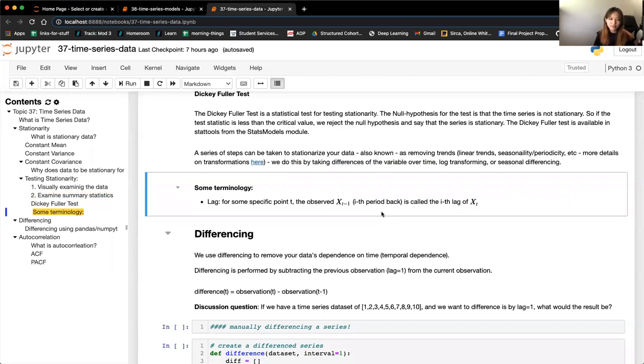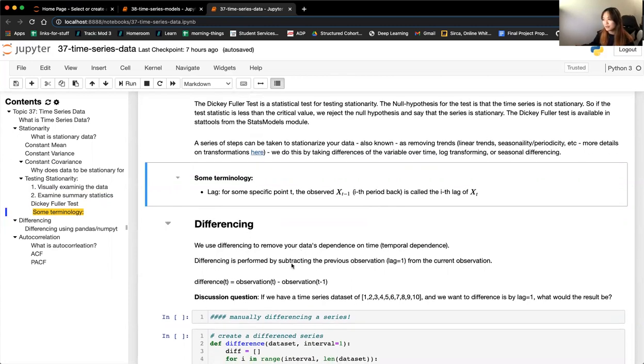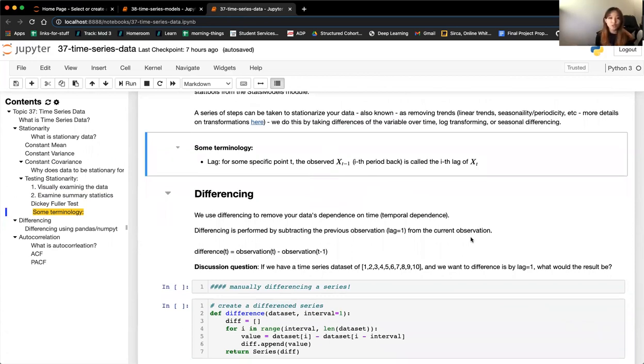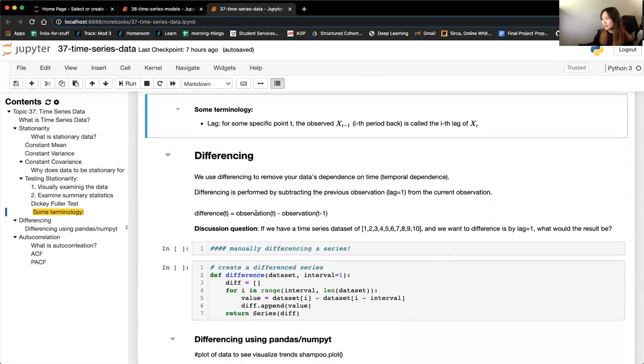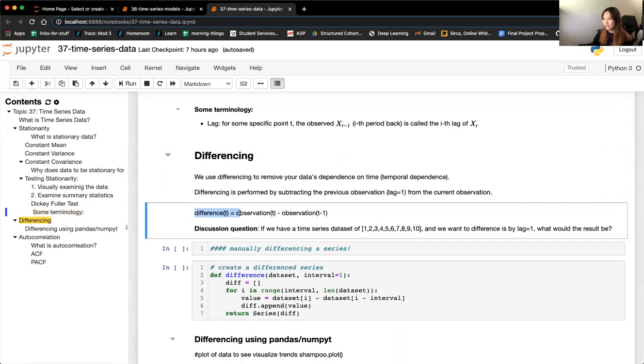Differencing removes our data's dependence on time. It's performed by subtracting the previous observation from the current observation. So your new values will just be the change in your values, and you'll see that typically it leads to flatter and flatter curves overall. The difference here is just today's observation minus the day before's observation.